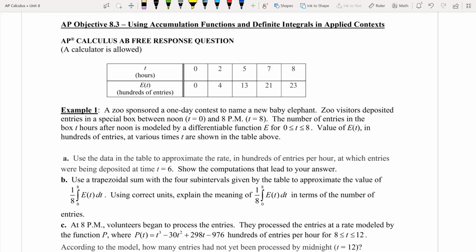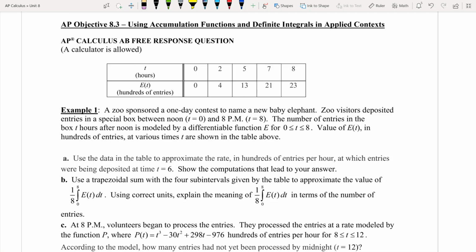Today we're going to look at some free response questions based off of content from Unit 8. So this particular question came from a previous AB exam, and it's going to have a lot of familiar aspects to what you've seen before, but now we're going to look at it from a more complicated integral perspective from stuff we've done in Unit 8.